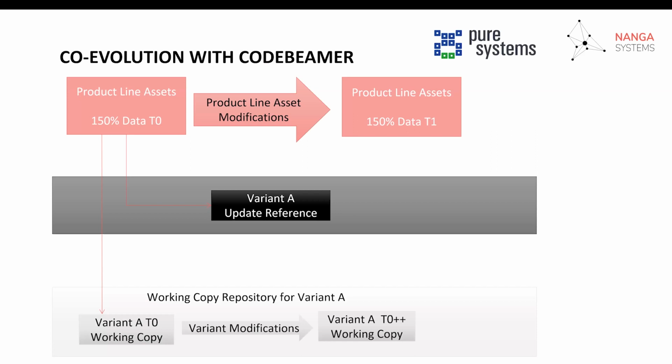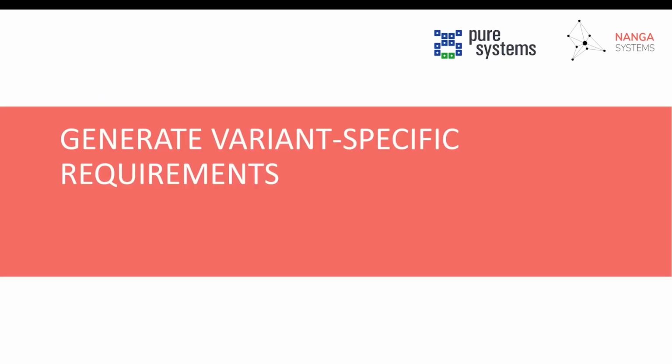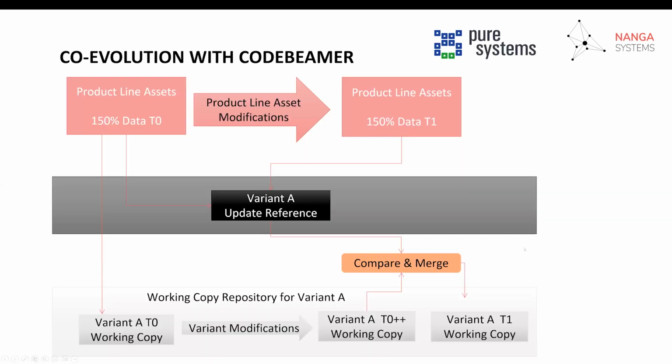So to go with the co-evolution of Codebeamer, as I said before, another really important thing is the compare and merge function. As you can see, we can have changes in our product line, and as well we can have changes down in our variant model.